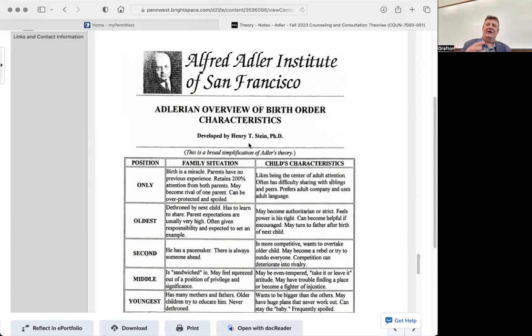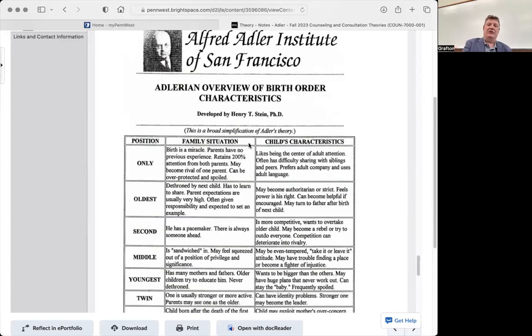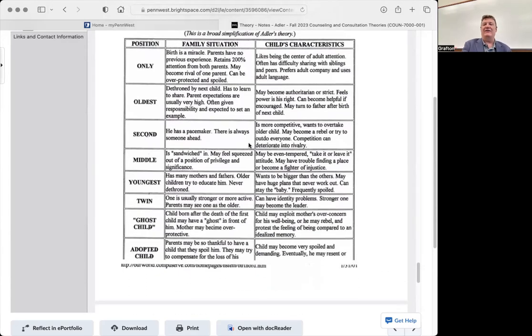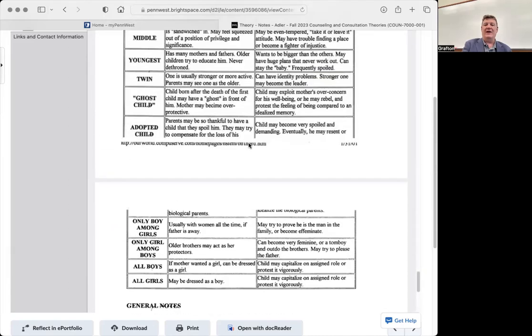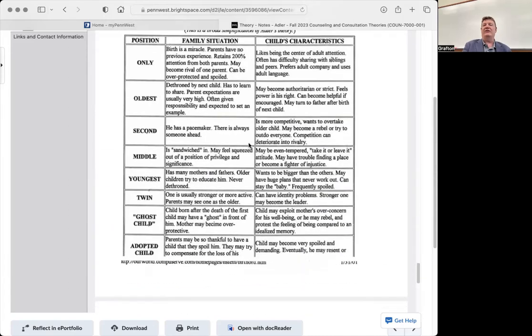So when it says in the discussion board to comment on his family constellation and birth order, I just want you to look at this handout I gave you in the notes. It's 2 pages long, and it talks about what Adler thought about birth order. And apply it to yourself or your siblings if you have siblings.